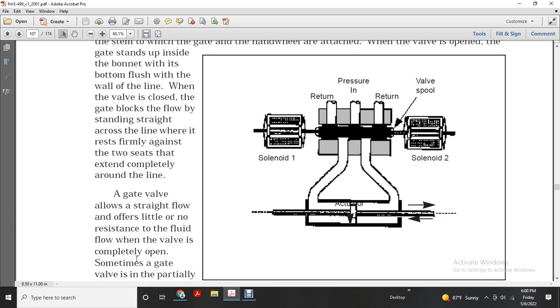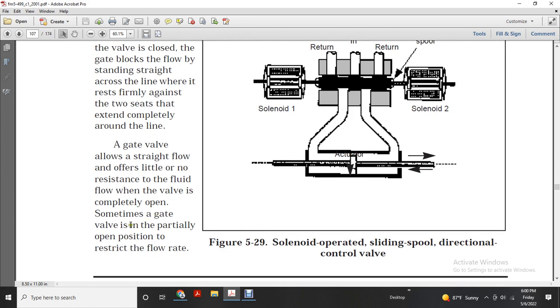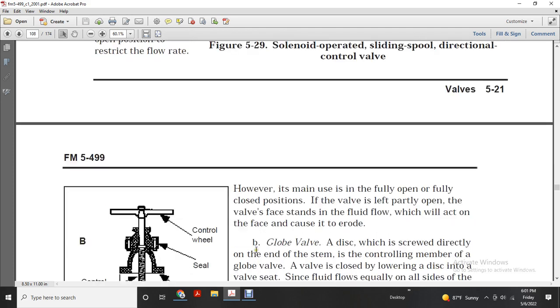Alright, so you have solenoid 1, solenoid 2, a valve spool with two return lines, an actuator and pressure in. The gate valve allows a straight flow with little or no resistance to the fluid when the valve is completely open. Sometimes the gate valve is in a partially open position, which restricts the flow. Figure 529: solenoid operated sliding spool directional control valve.